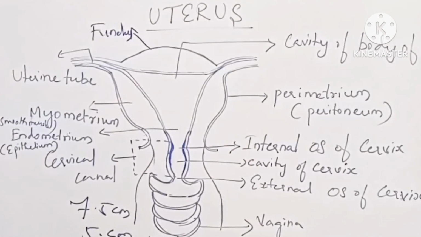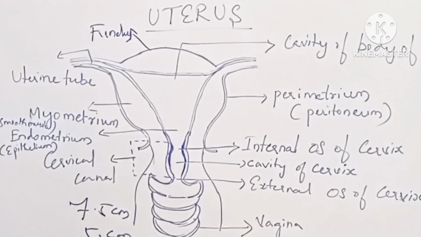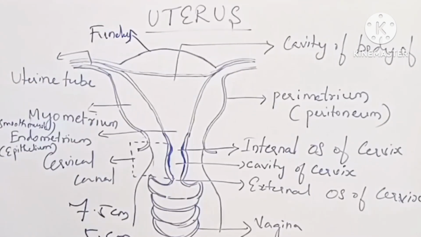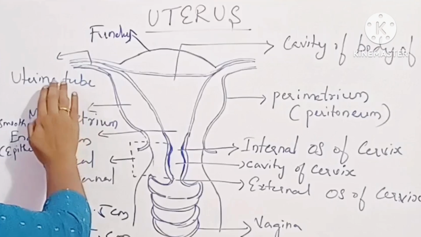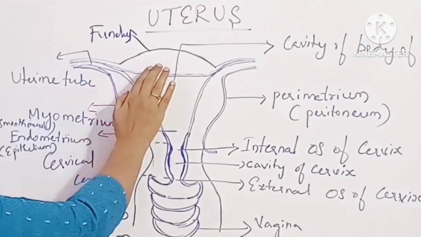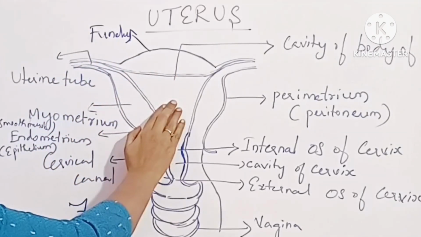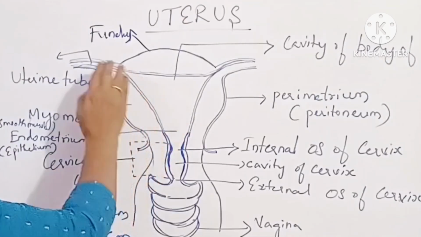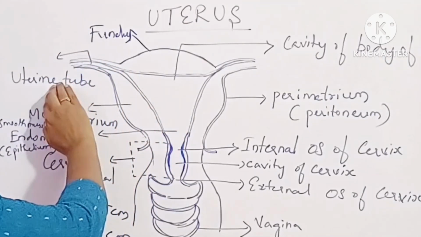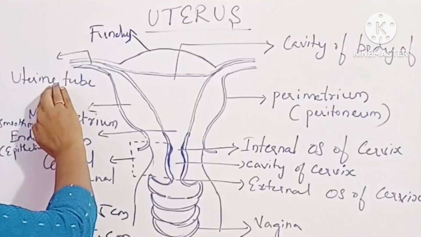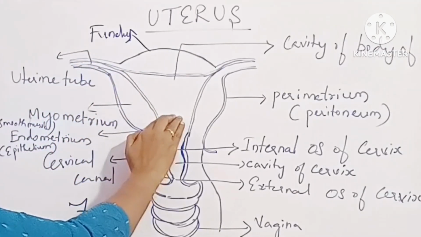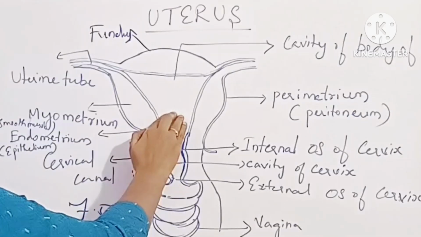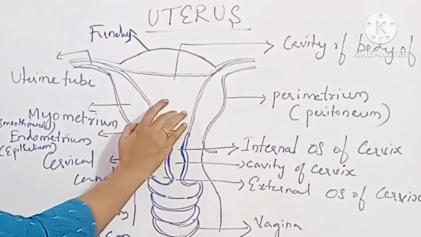Functions of the uterus. To retain the fertilized ovum during development. An ovum, when it is released from the ovary, is conveyed along a uterine tube to the uterus. That means fertilization occurs in the uterine tube, at the ampulla, and it goes through the uterine tube and comes into the uterus. And the fetus is embedded in the uterus.